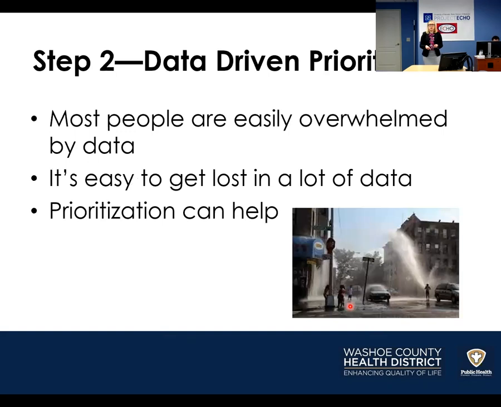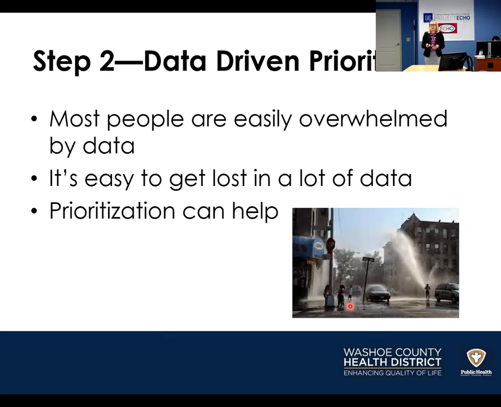All right, step 2 is that data-driven prioritization. And this isn't necessarily a required item according to PHAB, but it's something that I really think folks should strongly consider, and something that I think helped us in that painful process of making decisions on what to focus on. So most people are easily overwhelmed by data.